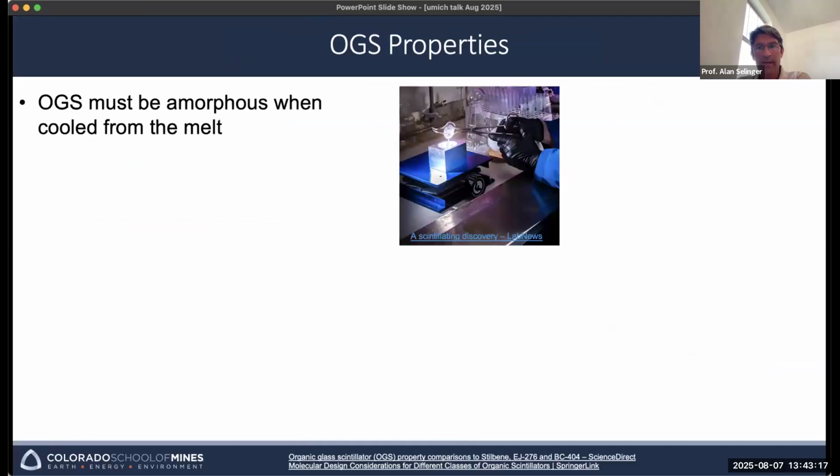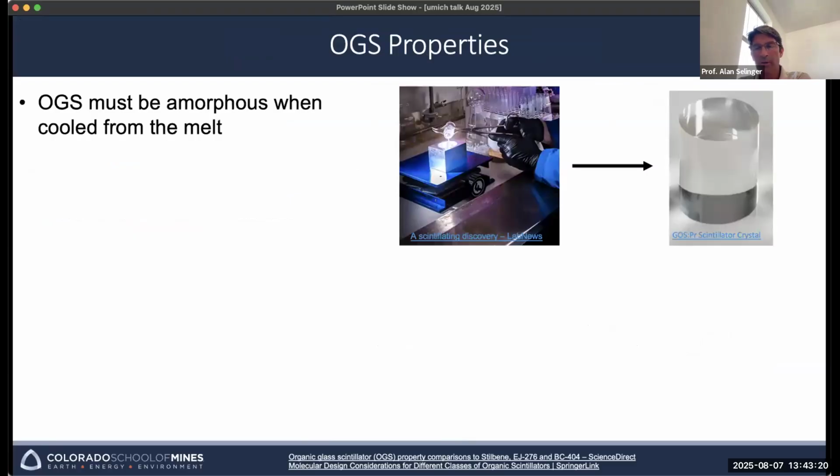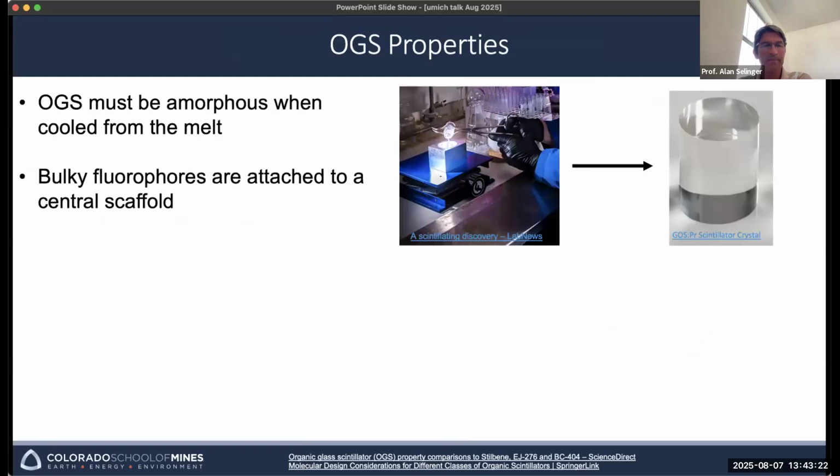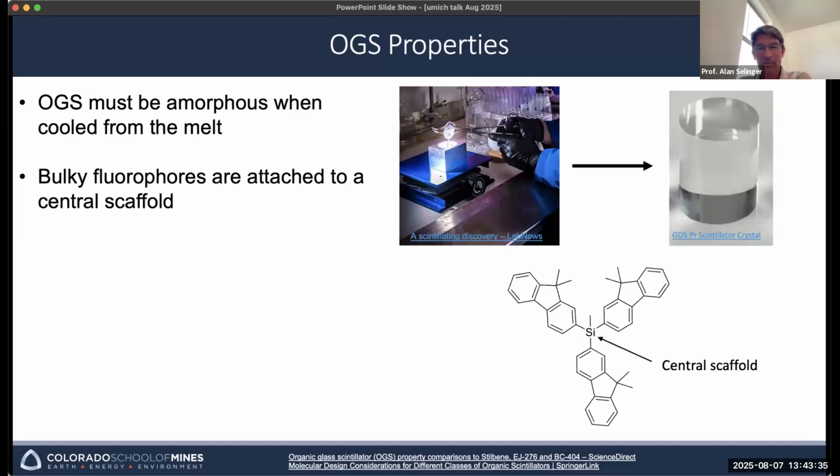So again, this is how they're made. You heat them up, you pour them into a mold, you generate this beautiful crystal, you polish it. And this is designed by having the central scaffold, which is the silicon, and here's all the fluorescent material. So there's the central scaffold at which these are forming a tetrahedral. So this is not flat. You have to look at this as this group is sticking out of the screen. This one's going into the screen. So this is basically a spherical molecule, and that's what gives it its amorphous properties.